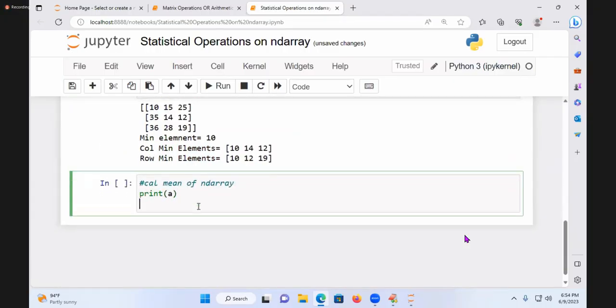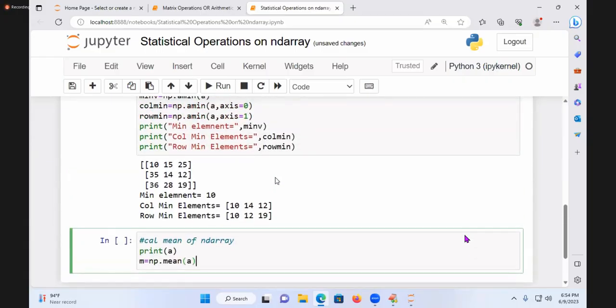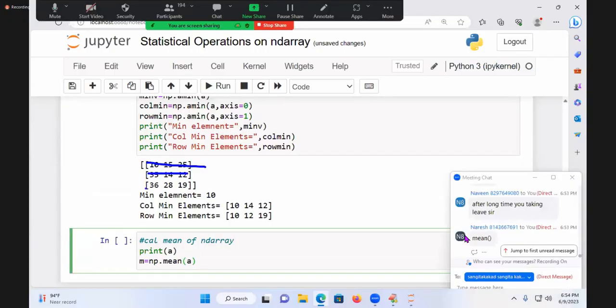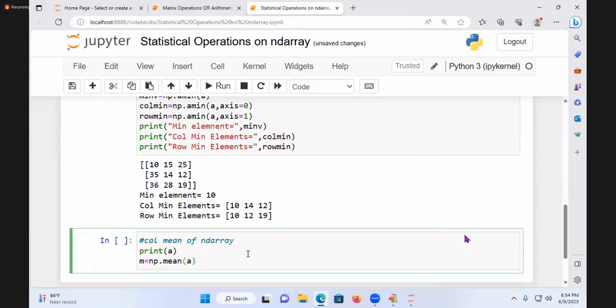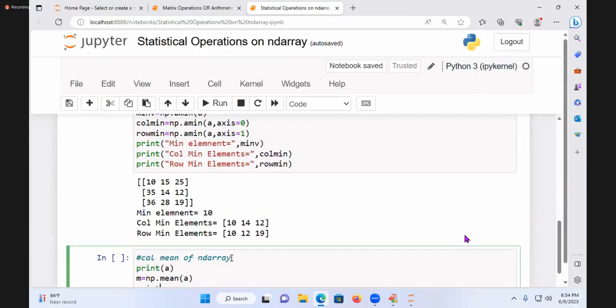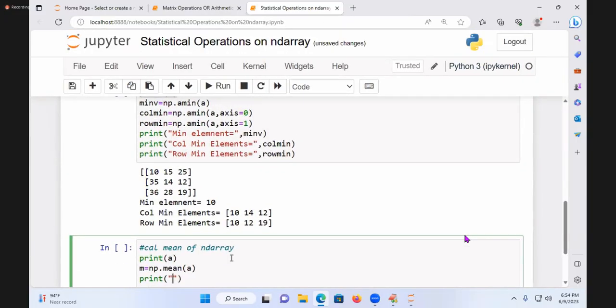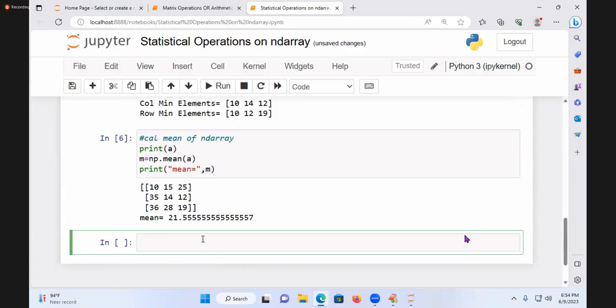observe it, print of this A, I'll directly do that M is equal to np.mean. What is the mean of it? Very easy. Take all the elements, add, and take the average of 9 elements. First element, second element, third element, and divide by what? By 9. If you do that, you will get the mean of it. And say print of what here, mean is equal to, comma, what I'm writing, M. So you are getting the answer called 21.555.